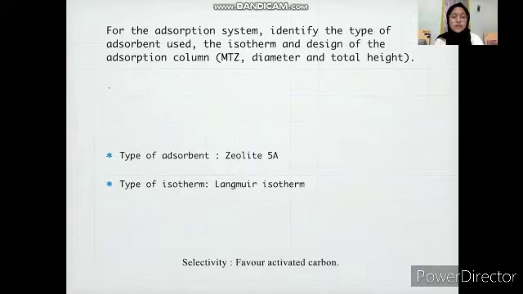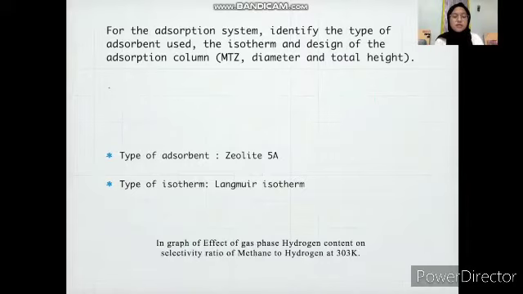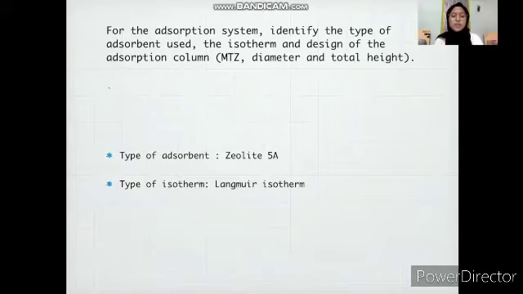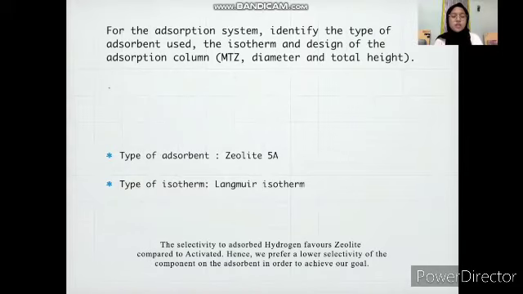The third one is selectivity. Selectivity is also favored in activated carbon because in the graph of effect of gas phase hydrogen content on selectivity ratio of methane to hydrogen at 303 Kelvin, the selectivity to adsorb hydrogen favors zeolite 5A compared to activated carbon. Hence, we prefer a low selectivity of the component on the adsorbent in order to achieve our goal.